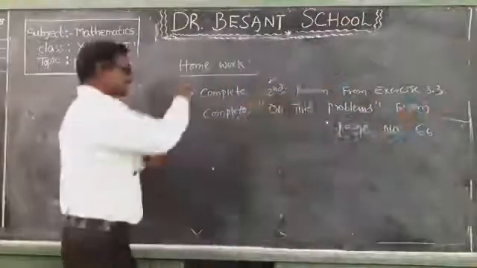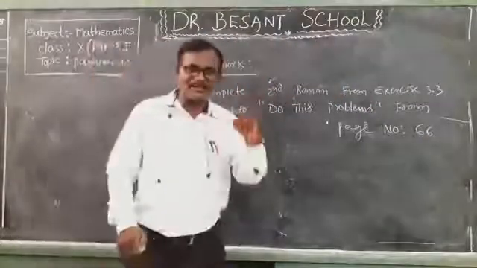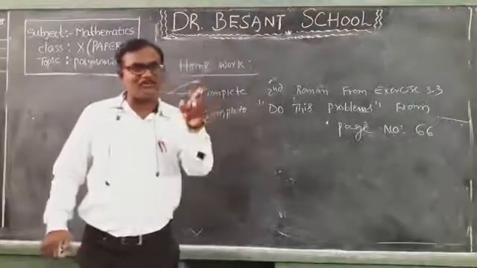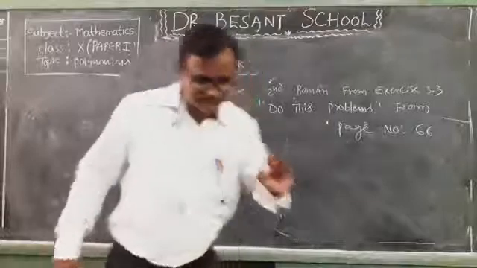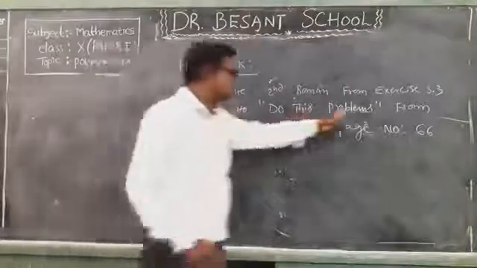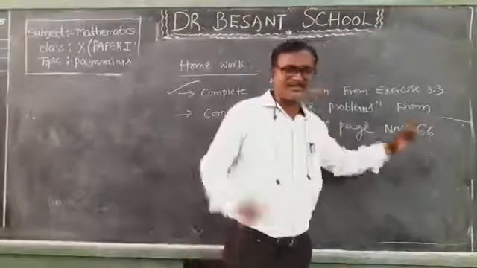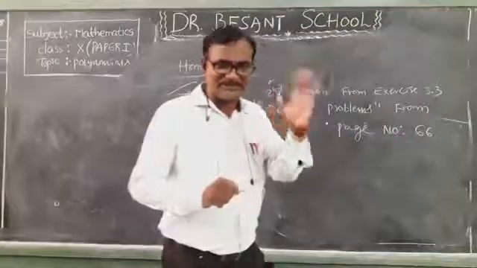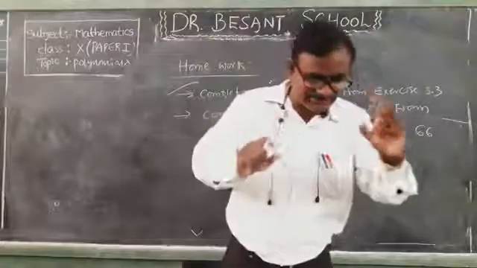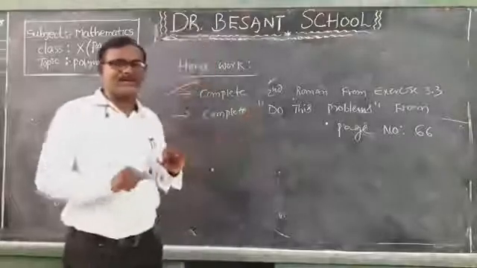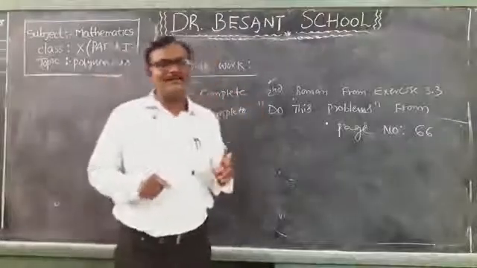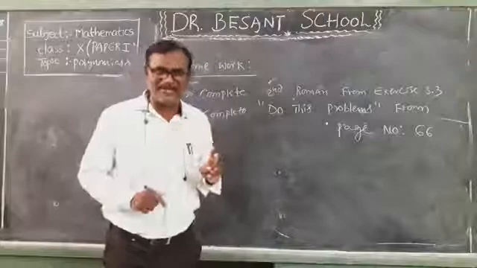In the second Roman numeral, I explained two sums on finding a quadratic polynomial when the sum of zeros and the product of zeros are given. So complete all these problems. If you observe the textbook on page number 66, there is a table in the do-this section. One cubic polynomial is given. You are asked to write alpha plus beta plus gamma, which is by using the formula minus b by a.